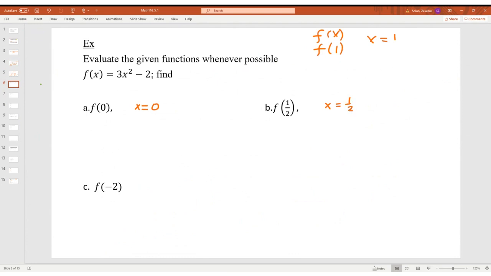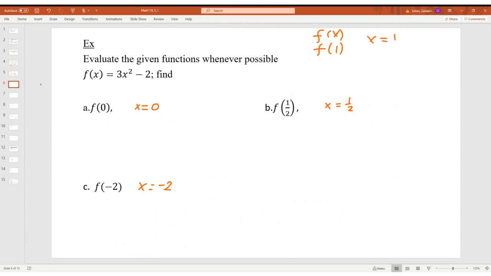The third one says f of negative 2. That means x equals negative 2. So what that means is x is replaced by 0, 1 over 2, and negative 2. Now let's evaluate the function.